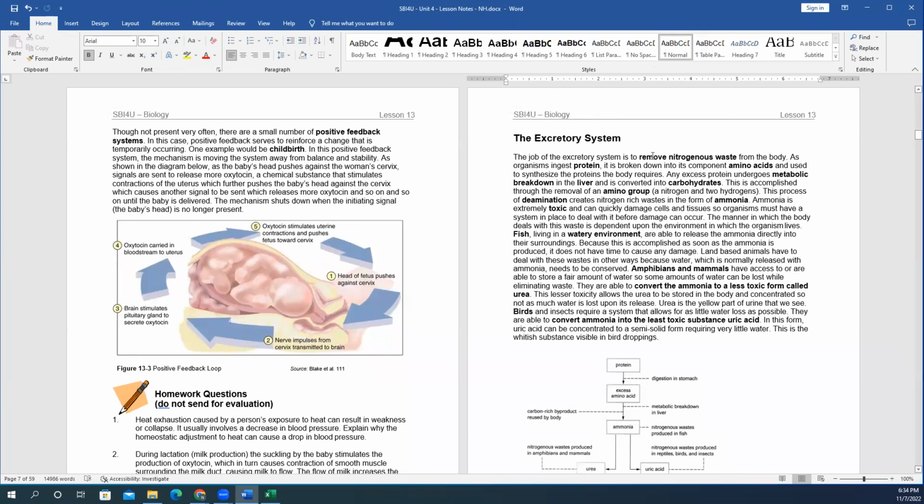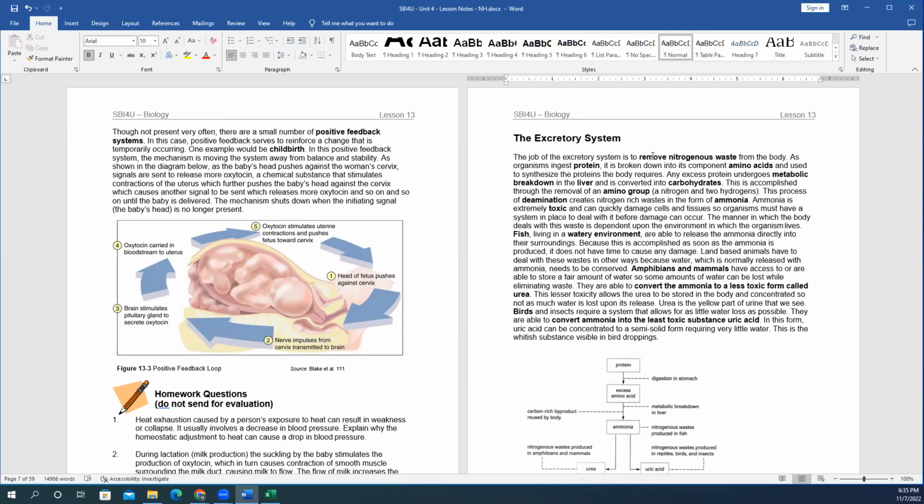So another important homeostatic system that exists in the body that we should talk about is the excretory system. And the job of the excretory system is to remove our nitrogenous waste from our body. And by nitrogenous waste, we are talking about urine. So as organisms ingest food, ingest proteins, this gets broken down into amino acids that are used to synthesize proteins within the body, proteins that our body requires.